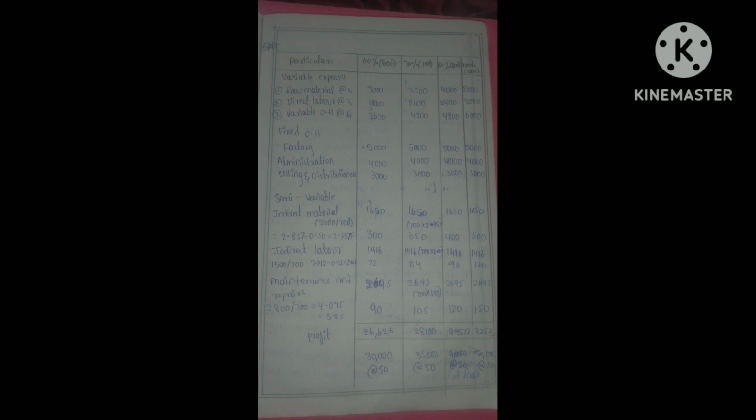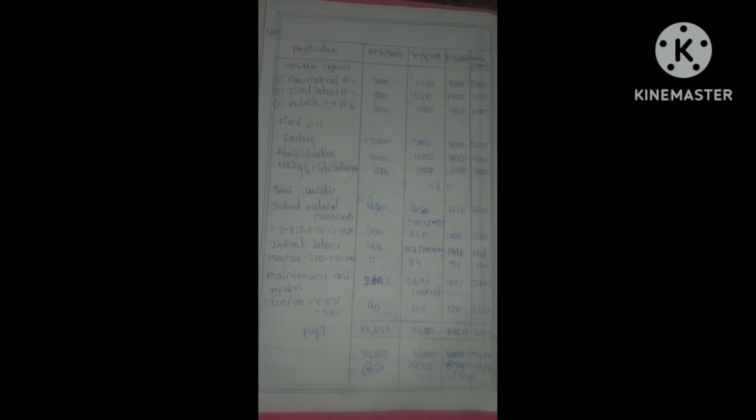Now we have to find out fixed overheads. Fixed overheads we have factory, administration and selling and distribution. So factory has given directly value, so 5000. So fixed overhead remains same for every units. So take 5000 for every units. And administration is 4000, so take 4000 for every units. And selling and distribution is 3000, so take 3000 for every units.